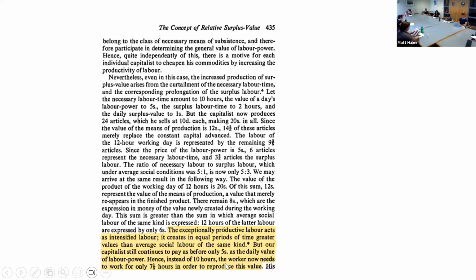Hence, instead of 10 hours, the worker now only needs, this is the key, right? With increased labor productivity, for this individual capitalist, you actually do literally lower the A to B portion of the day, right? Because the worker produces more productively, they reproduce their value in that period of A to B just faster. Instead of 10 hours, now it takes them 7 and a fifth hours, 7.2 hours, I guess.